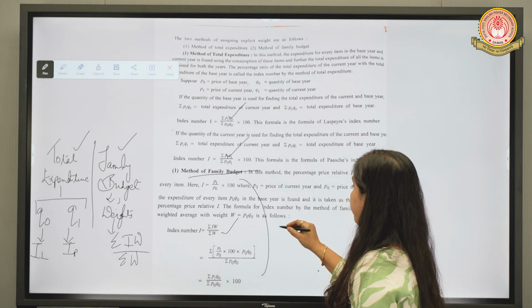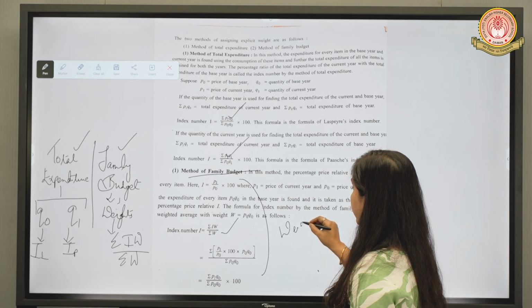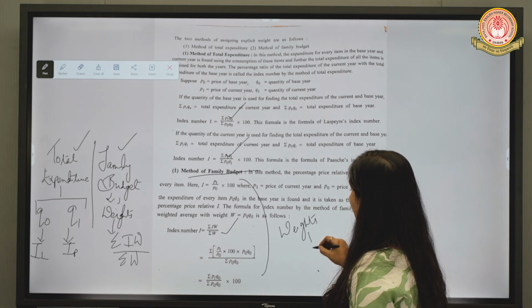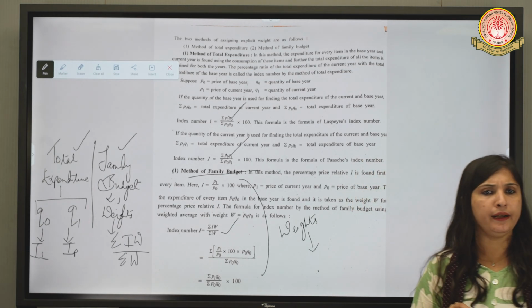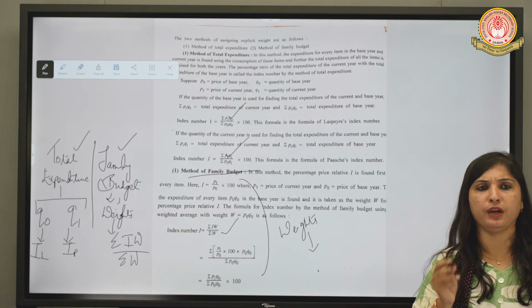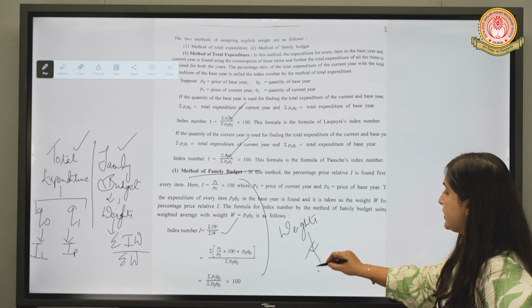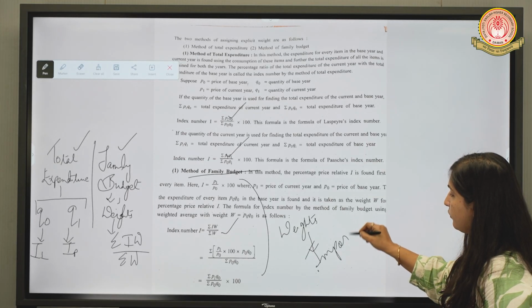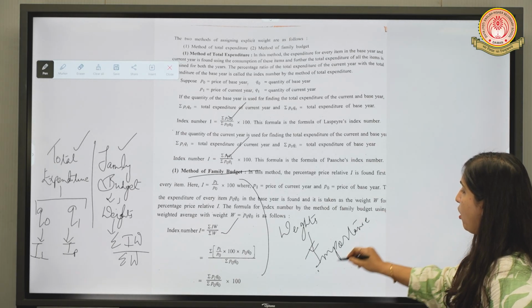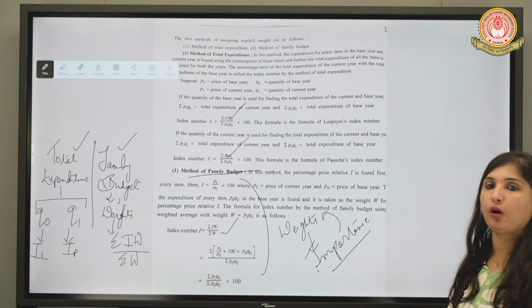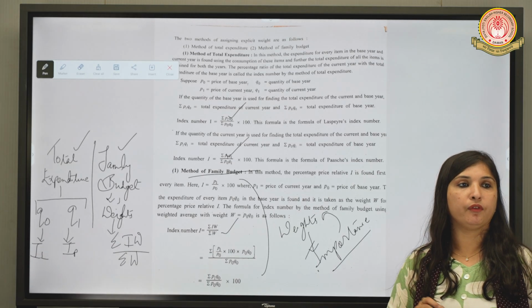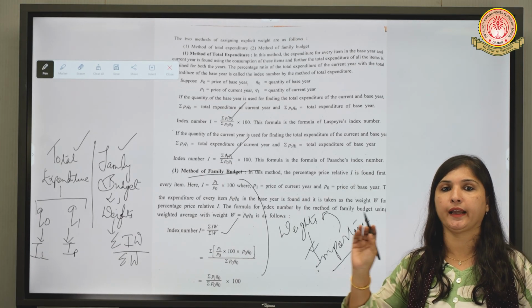In the question, if weights are given to you, it's very good. But if weights are not given to you, you have to find the weights on the basis of the information that is given to you in the question. Whenever importance is written, it is indirectly weight.